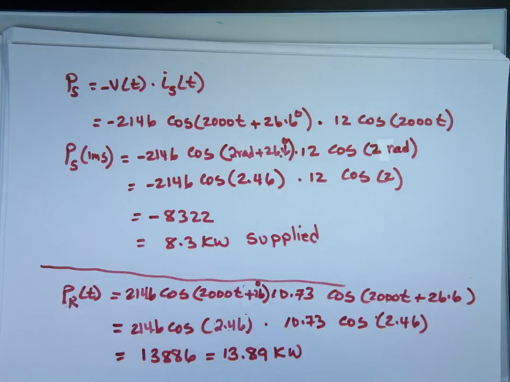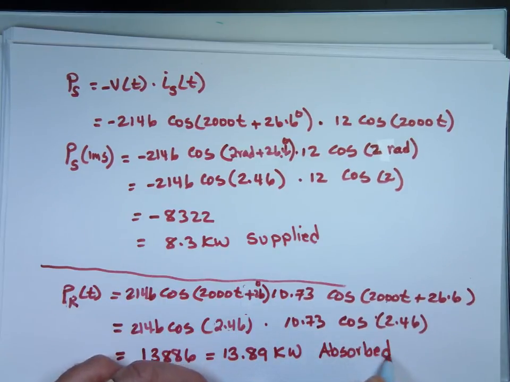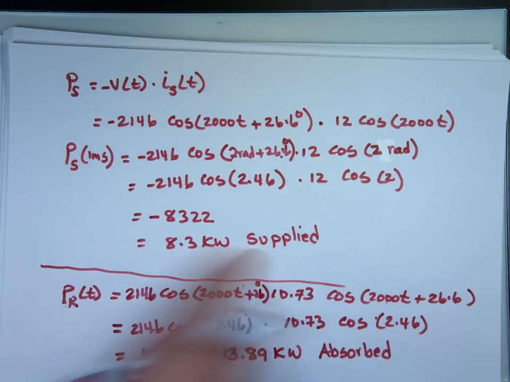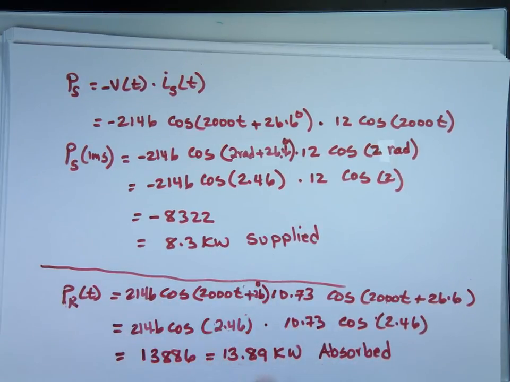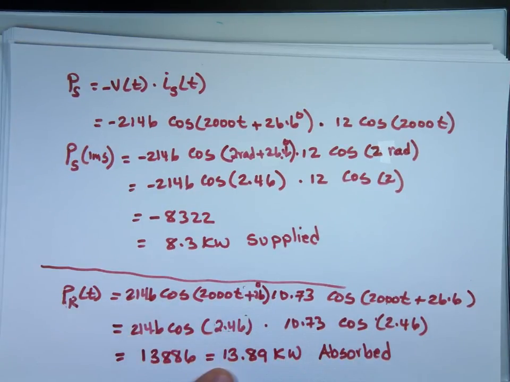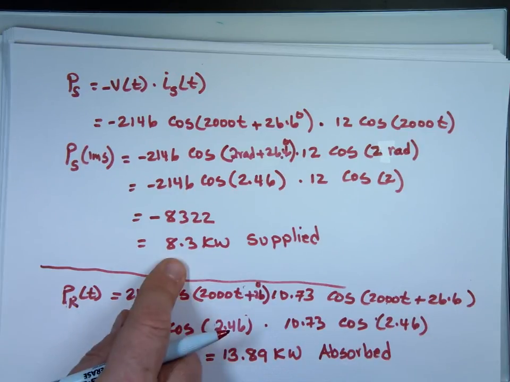This is actually absorbed. The resistor will absorb the power. Notice what I'm supplying, the source supplying that much, and this absorbing that much. That tells me the inductor in this case is going to do what? It's not going to absorb, it's going to supply the power. It has to. Power supplied has to equal power absorbed. This one took 13.8 or 13.9 kilowatts, and this one only gave you 8.3 kilowatts. Where is the other one coming from? It has to be coming from the inductor.